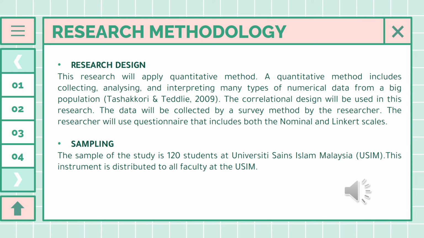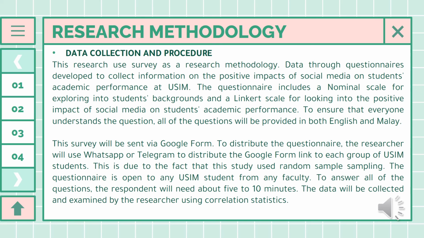For sampling, the sample of the study is 120 students at Universiti Sains Islam Malaysia. This instrument is distributed to all faculties at USIM. For data collection and procedure, this research used a survey as the research methodology. Data is collected through a questionnaire developed to gather information on the positive impacts of social media on students' academic performance at USIM. The questionnaire includes a nominal scale for exploring student background and a Likert scale for looking into the positive impact of social media on students' academic performance.